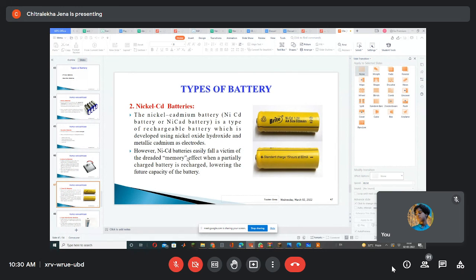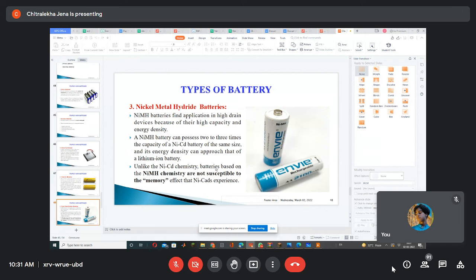Have you ever observed it or not in some device? It will not work if it is completely discharged. So for those batteries, you should not let them fully discharge. Before fully discharged, you have to recharge it. Am I clear? Yes, ma'am. That is nickel cadmium batteries.